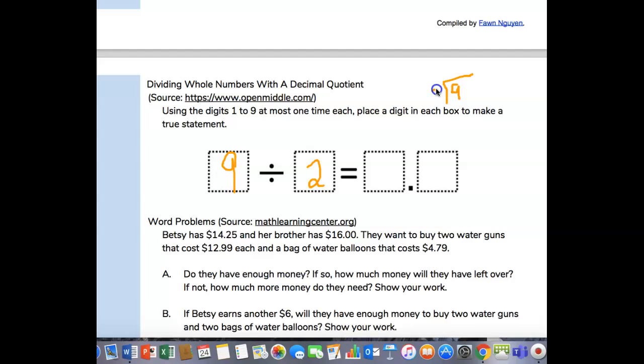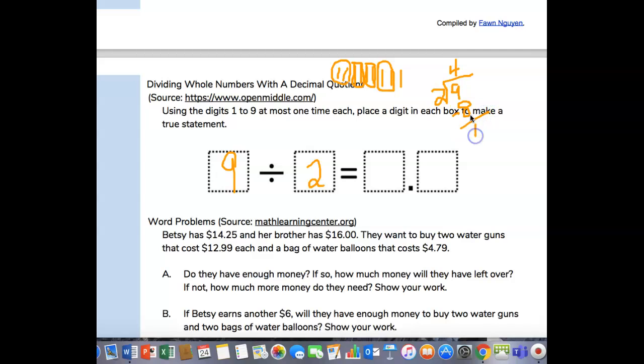9 divided by 2. How many 2's are in 9? So if you have 9 tallies, 1, 2, 3, 4, 5, 6, 7, 8, 9, how many groups of 2 will you have? You see, that's what we're doing when we divide. We're looking for groups. Okay, so you see 1, 2, 3, 4 groups. 2 times 4 is 8. 9 take away 8 is 1.